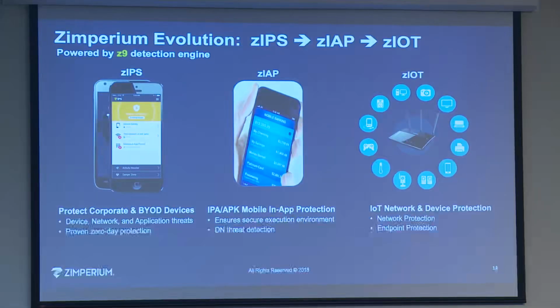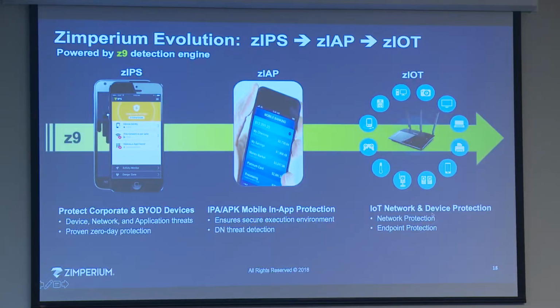So just showing you here, we've got product for smartphone. We have the SDK for your own app. This is the IoT side, which is everything else under the sun. The detection protection side that I'll show you here is on the network and endpoint protection. And so our machine learning based engine, we call it Z9.